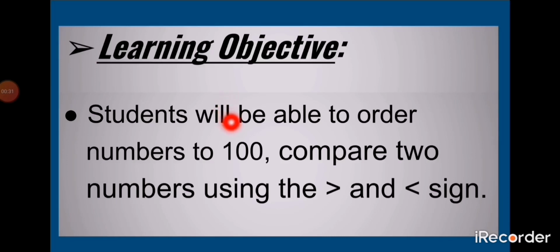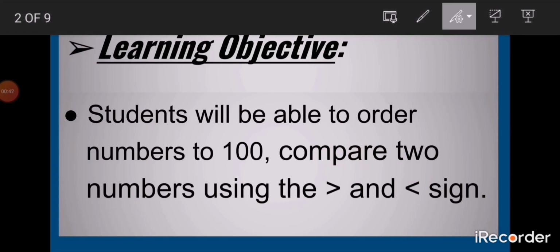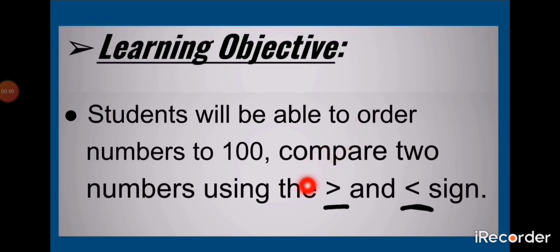Learning objective: students will be able to order numbers to 100 and compare two numbers using the greater than and less than sign. Look at these symbols. This one symbol is for greater than, this symbol is for less than. Remember, the open end is always towards the greater number and the pointed end is towards the smaller number. So this is the way we can use these signs.